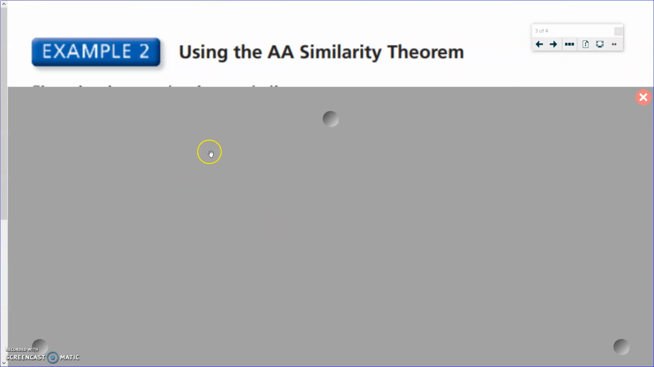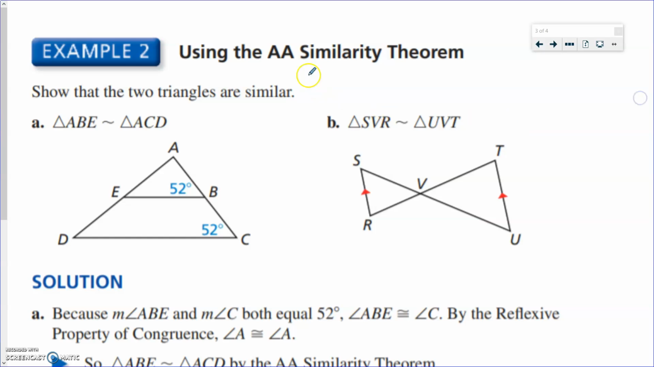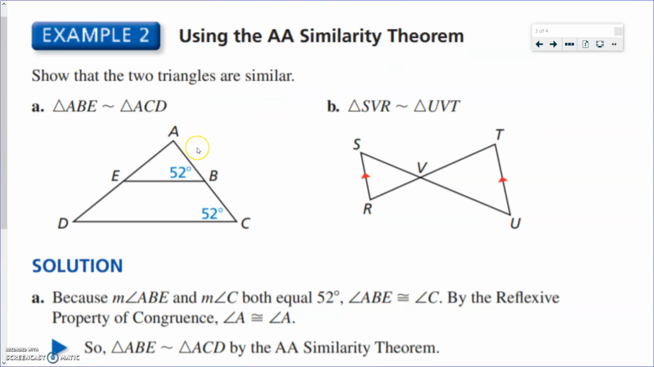One more quick example. So we're going to still be using the AA similarity theorem. Actually, there's two examples in this part. We want to show that the two triangles are similar. We're looking at triangle ABE is similar to triangle ACD. Remember, the order of the letters matters. So let's start with that one, then we'll jump over to B.